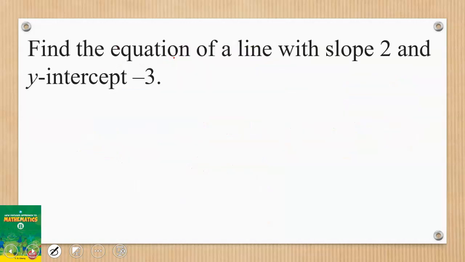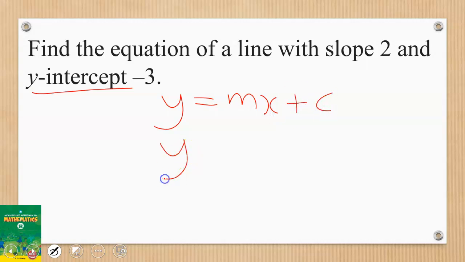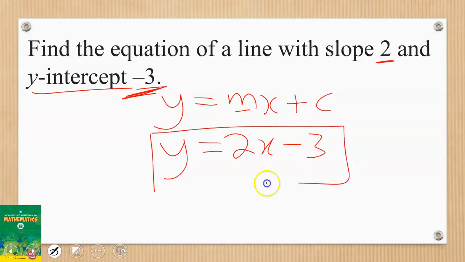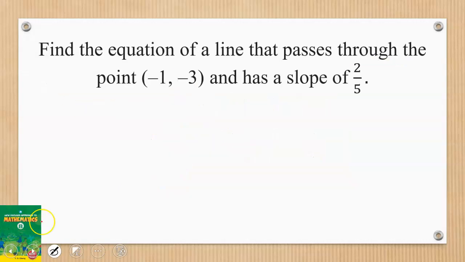Here they say find the equation of a line with the slope 2 and the y-intercept being -3. We know that our equation must always obey y equals mx plus c. So now our equation can be written as y equals mx plus c. According to the question, the slope is 2, so 2x. The intercept on the y-axis is -3, so we put -3 here, and that becomes the equation of the line that has a slope of 2 and a y-intercept of -3. Maybe let's take the last example and see.